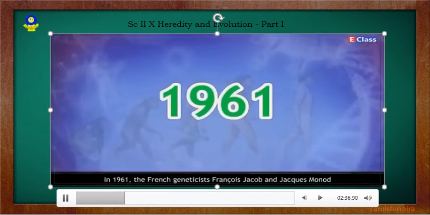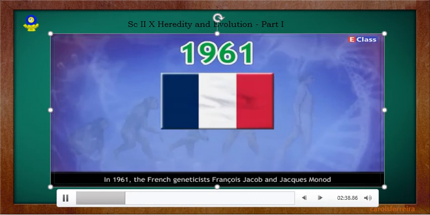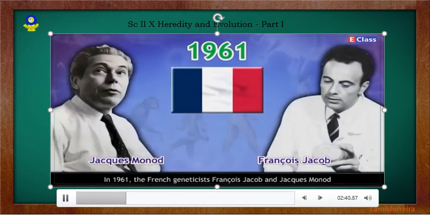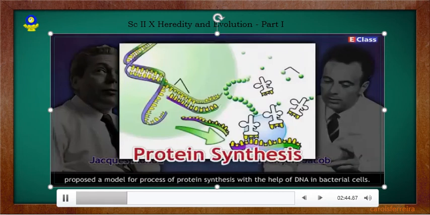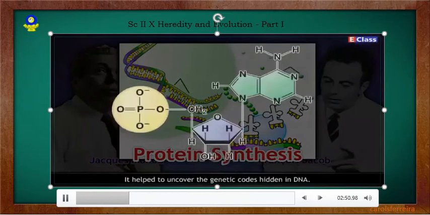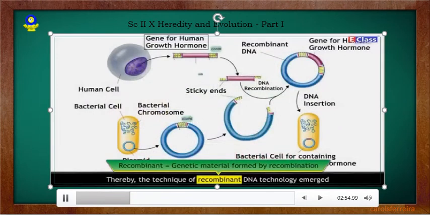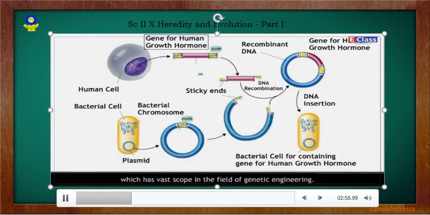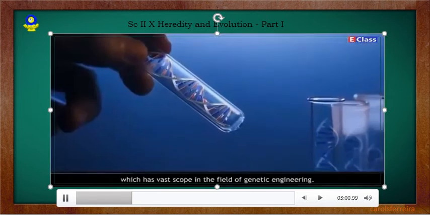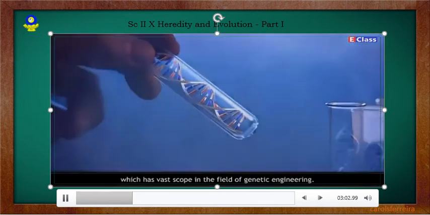In 1961, the French geneticists Francois Jacob and Jacques Monod proposed a model for the process of protein synthesis with the help of DNA in bacterial cells. It helped to uncover the genetic codes hidden in DNA. Thereby, the technique of recombinant DNA technology emerged, which has vast scope in the field of genetic engineering.